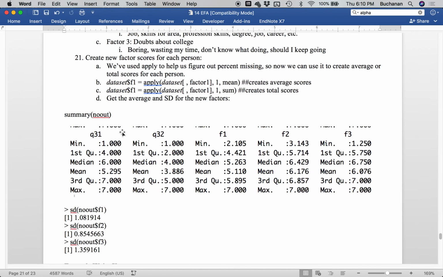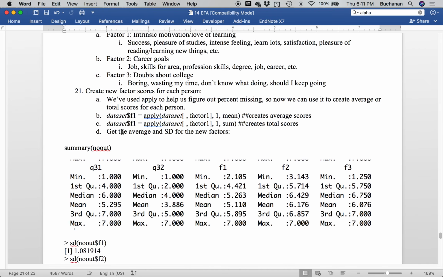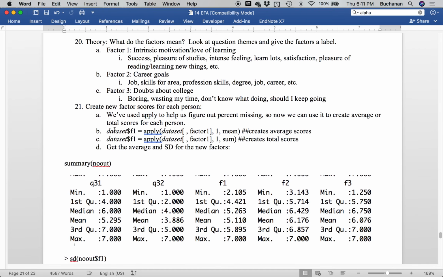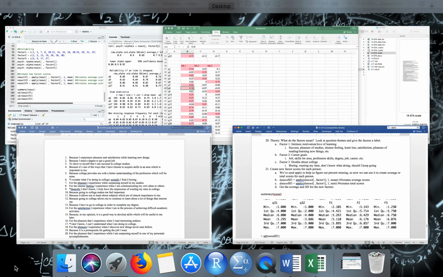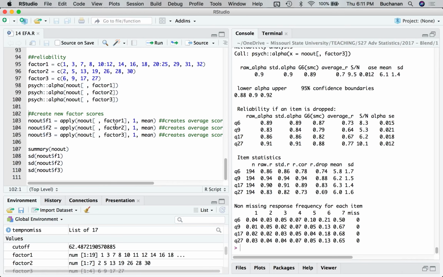Right? Now the other thing I can do is create factor scores for each person, and generally this is useful, like what's people's average intrinsic motivation? Or can I use that intrinsic motivation to predict something else? So this is kind of like moving on into next steps. And so what we'll do is we'll save each factor score by creating a new column in each data set. So I've done dataset $, this is a new column name.